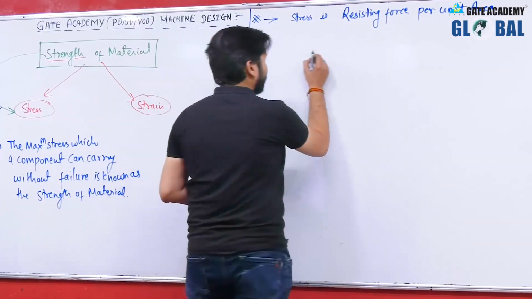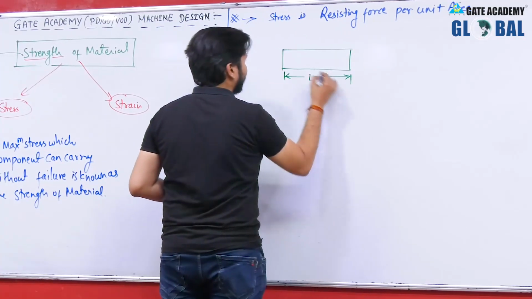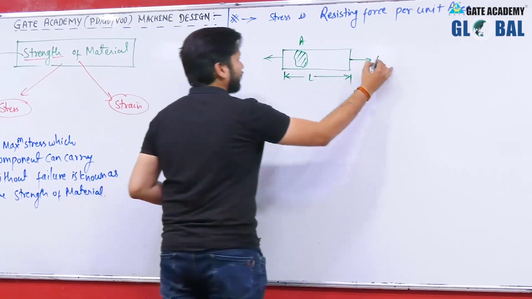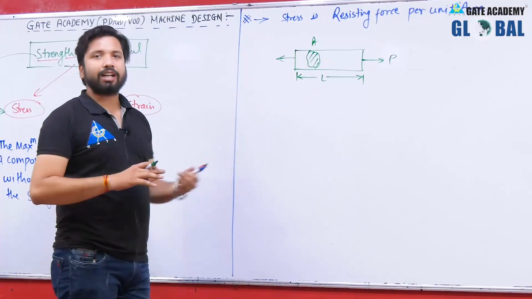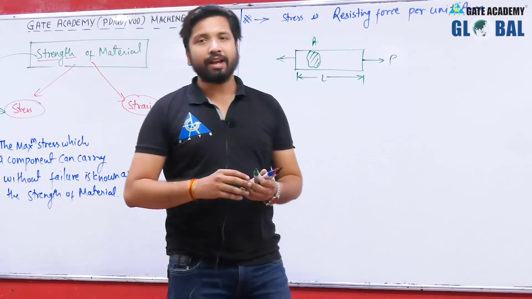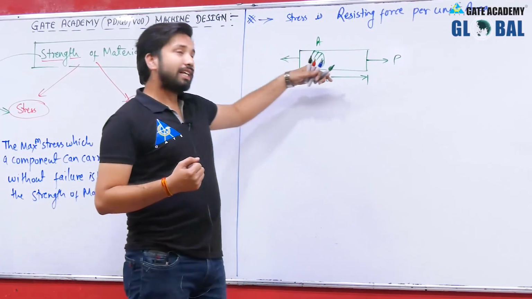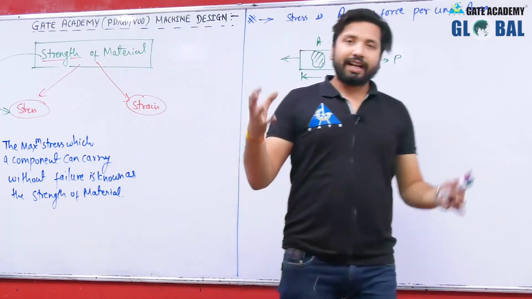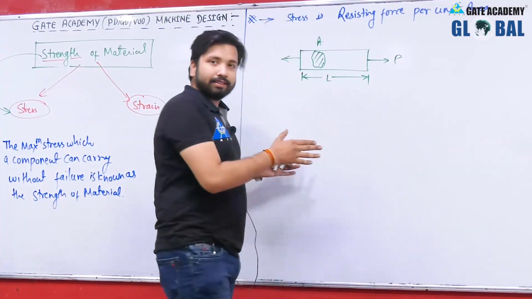If any component is subjected to an external load, let us consider a component of length L and having a cross section area A, and it is subjected to an external load like this, then this load will try to deform this particular member. As the fundamental nature of a force is to change the state of motion or to change the shape or size of any material. Being a force, it will try to change the shape of this member. Now, the member will try to retain its shape, it will try to remain its initial shape and size.